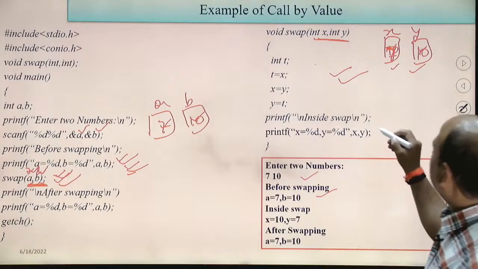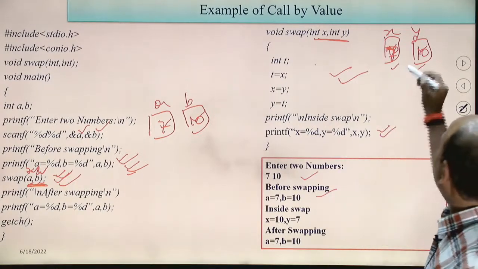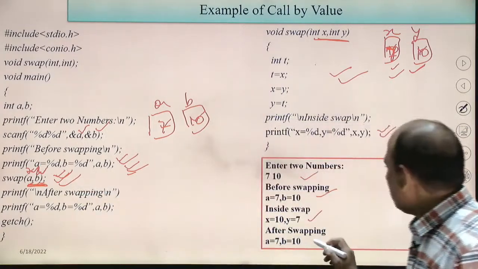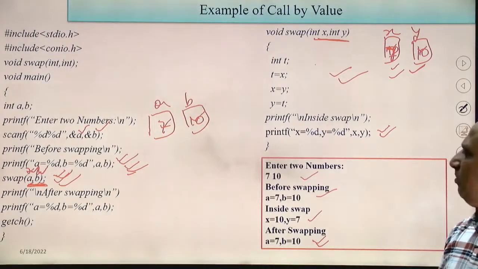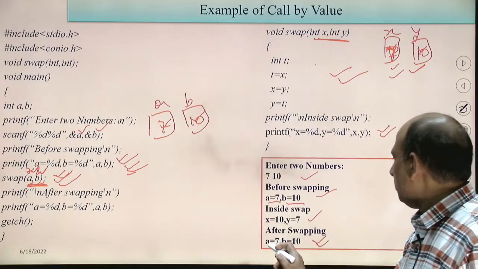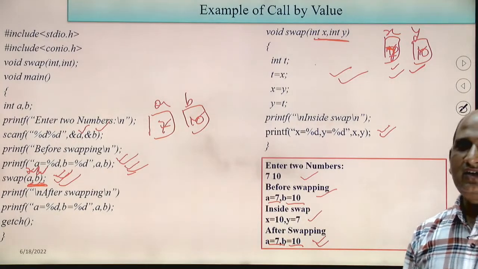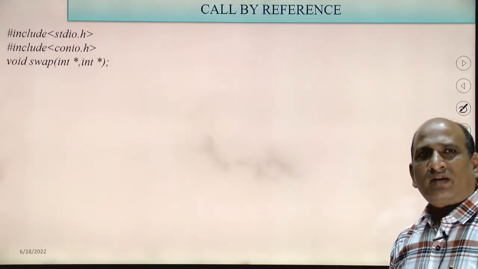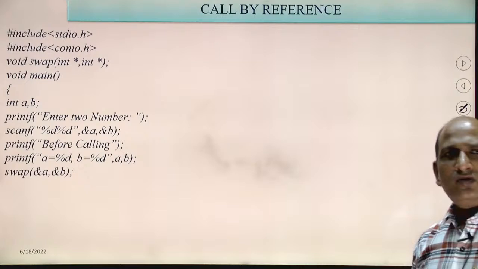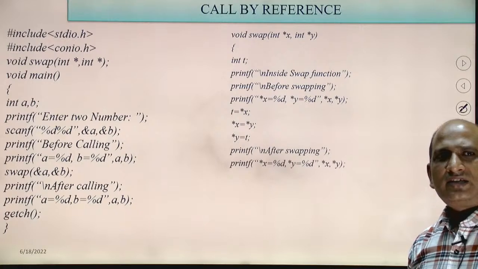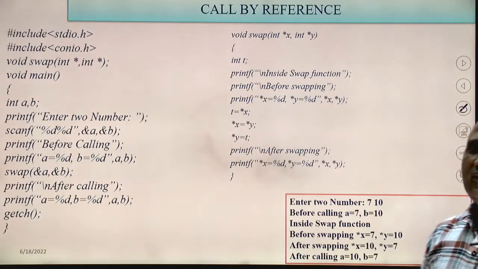and inside the swap function we have printed them, meaning it will print its own values, the swapped values. But after calling this swap function, we can see that the values of the actual parameters a and b remain the same. Before calling it is 7 10, and after calling also it is 7 10, meaning it does not change the actual values of the actual parameters. But whenever we call this function by passing the address of the actual parameter, the things will be different.